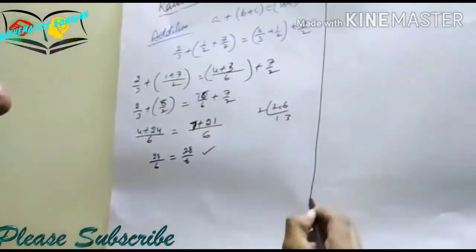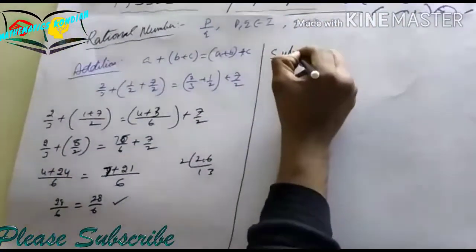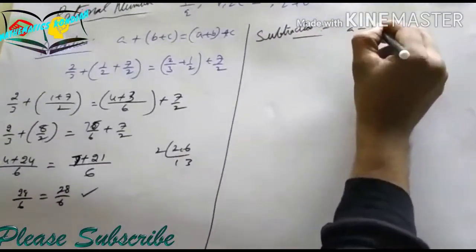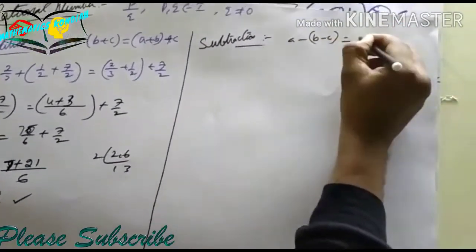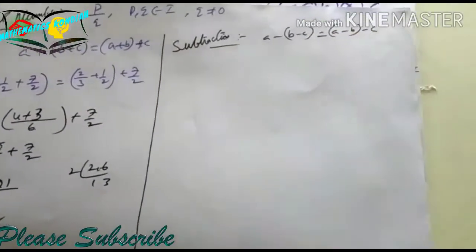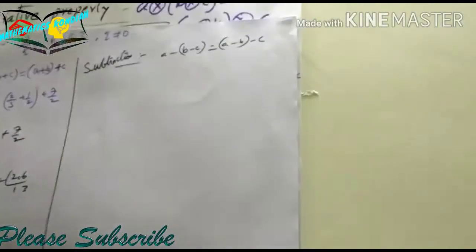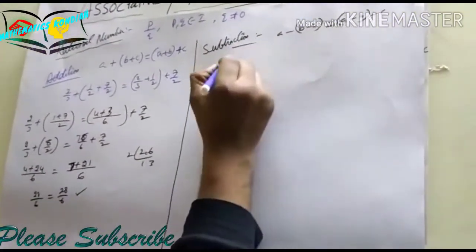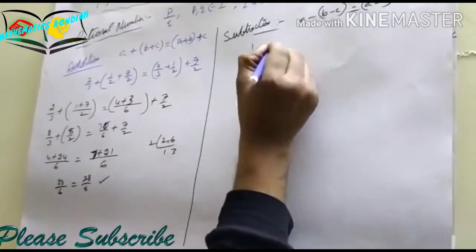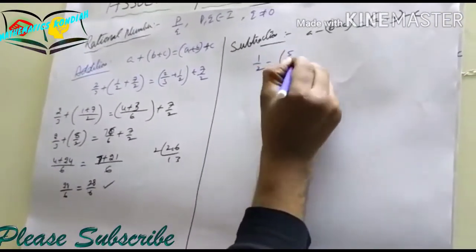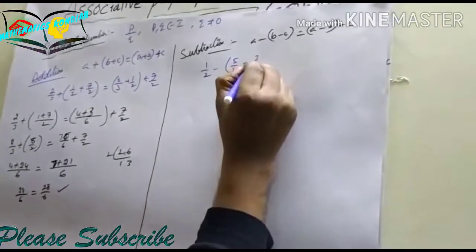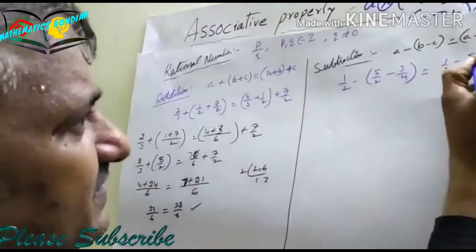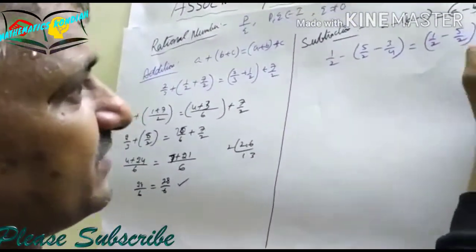Go to subtraction. What is associative? A minus b minus c is equal to a minus b minus c. Right? Subtraction. Therefore, 1 by 2 minus 5 by 2 minus 3 by 4 is equal to 1 by 2 minus 5 by 2 minus 3 by 4.